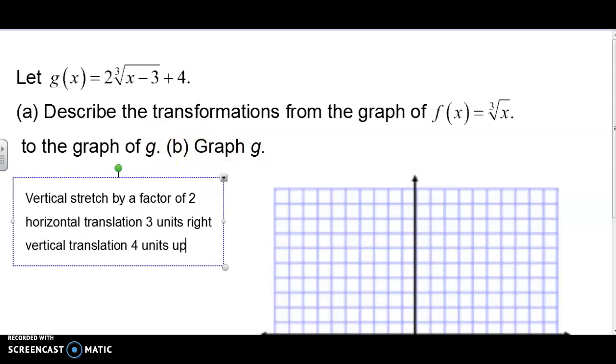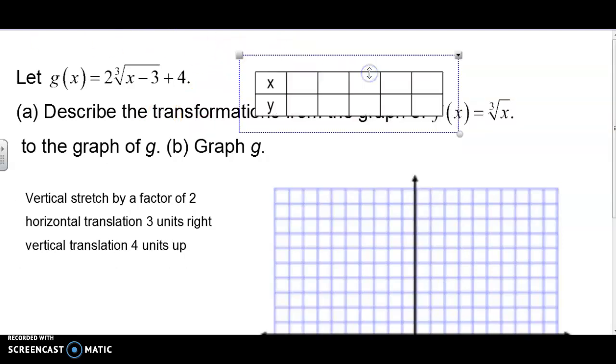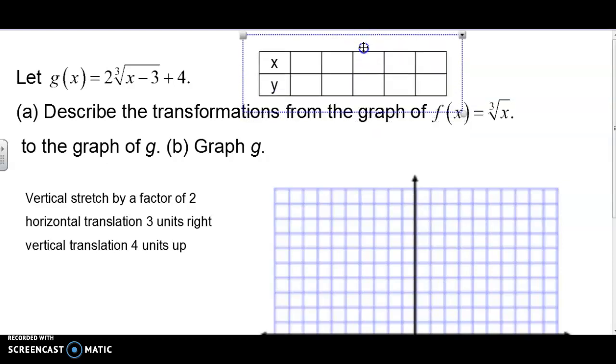Now they want us to graph g. So in order to graph g, we just make ourselves a little table. And with our table from yesterday, if you remember, we want to use the perfect cube numbers here. So usually I'd put 0 in the middle, but if I use 0, I'm going to get -3. I'm going to have the cube root of -3, and that's a problem for me.